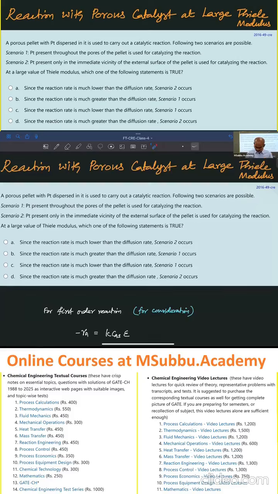Reaction with porous catalyst at large Thiele modulus. A porous pellet with the platinum dispersed in it is used to carry out a catalytic reaction. There are two scenarios possible.